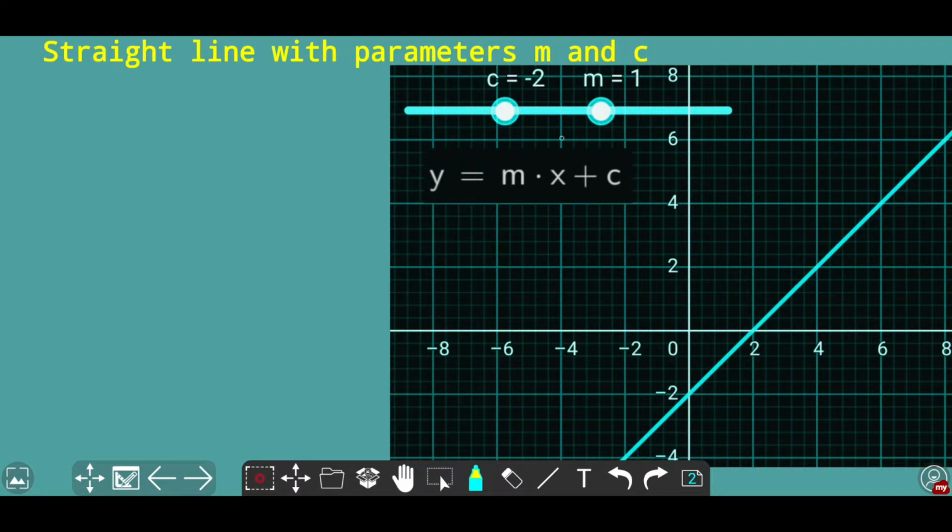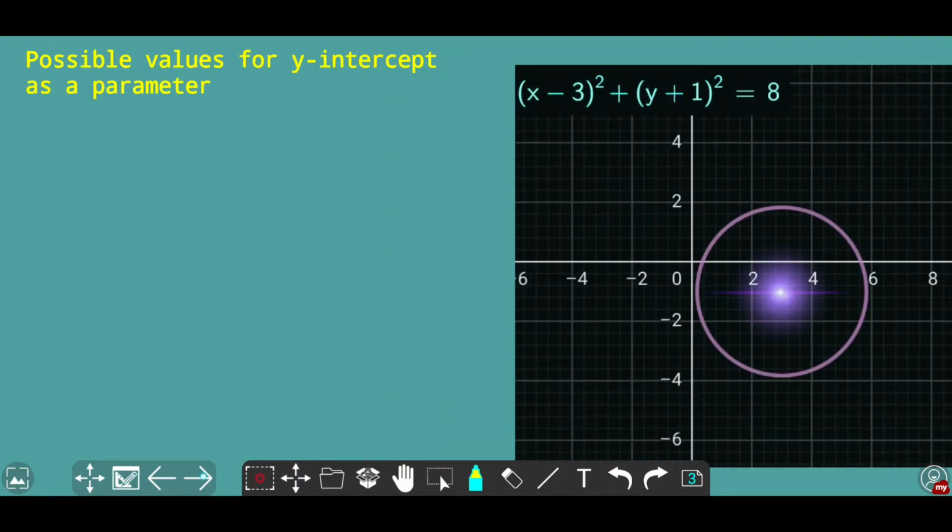But in the general case, these are sort of parameters, and we can play with their values in order to set up a family of lines, a family of straight lines. Okay, why do we need that? We need that for the following consideration.